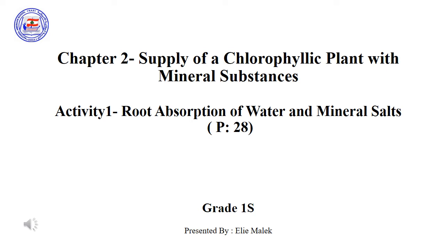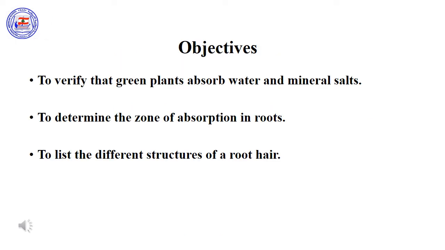Today we are going to start a new chapter, Supply of a Chlorophyll Plant with Mineral Substances. Please open your books, page 28, on Activity 1, Root Absorption of Water and Mineral Salts. The objectives of today's video are: number 1, to verify that green plants absorb water and mineral salts from the soil; number 2, to determine the zone of absorption in roots; and number 3, to list the different structures of a root.